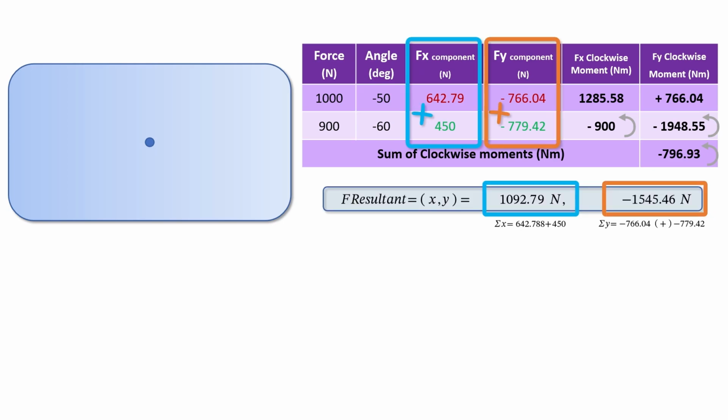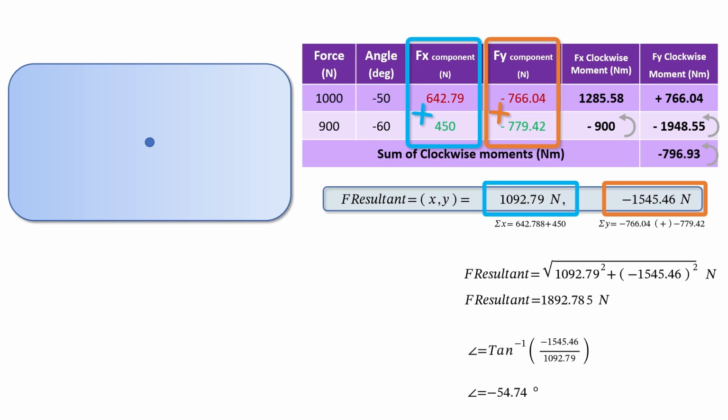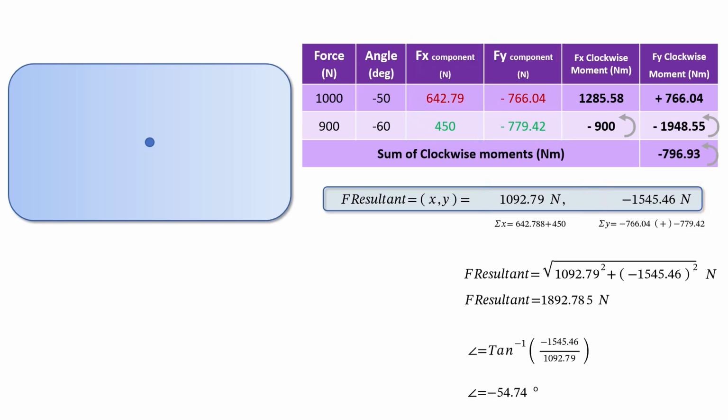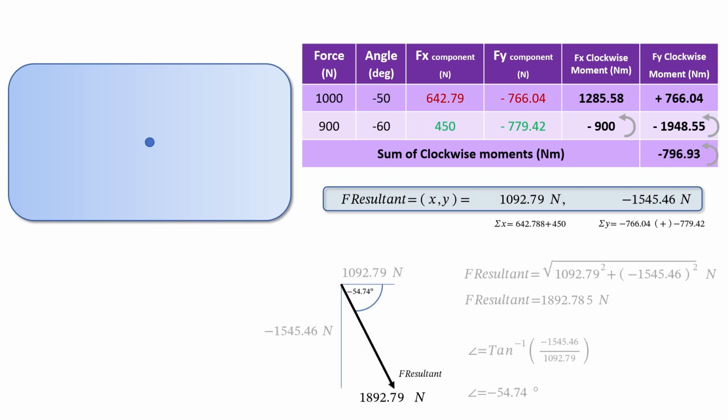And then all we need to do is add all of the horizontal components together, add all of the vertical components together, being careful with the signs. Then we use Pythagoras to find the resultant force in newtons. Then we use trig to find the angle at which the force acts. There's our resultant force, 1,892.79 newtons at an angle of about minus 55 degrees.